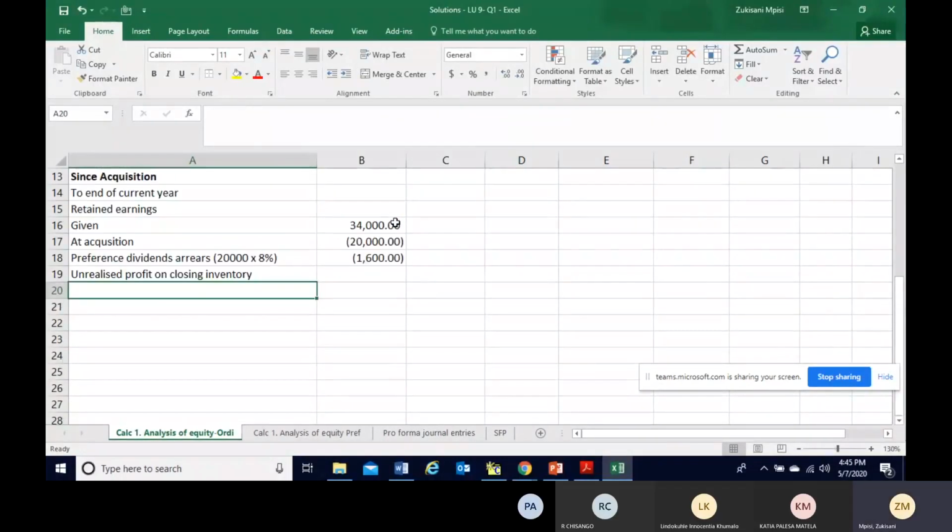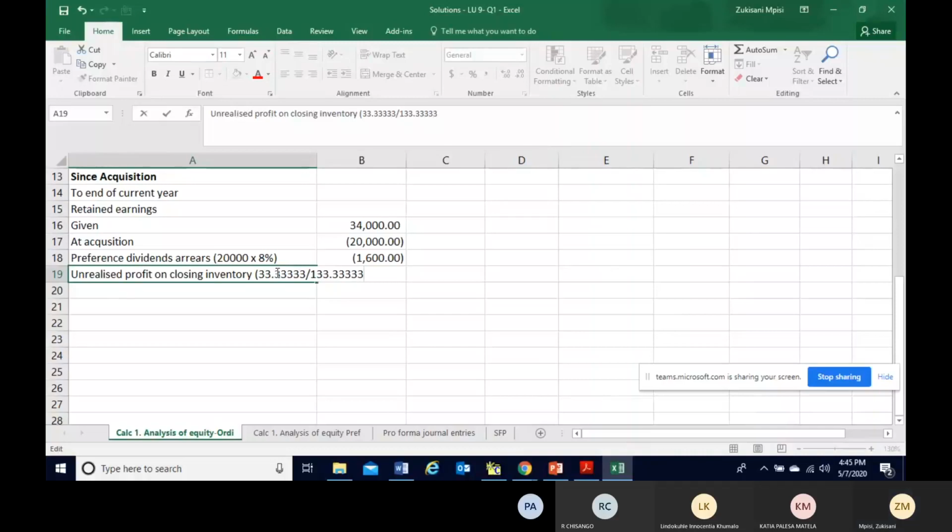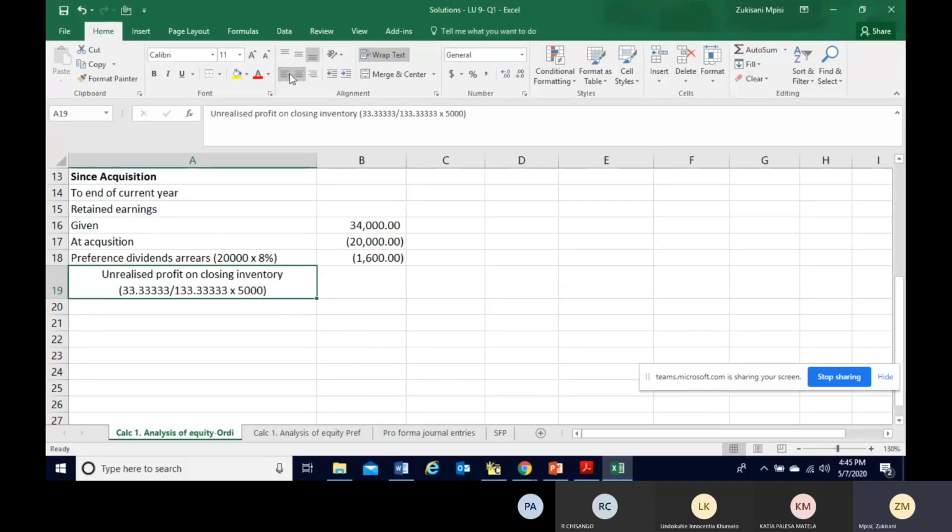So just to show you how you deal with 33.333, all you have to say is 33.333 divided by 133.333 multiplied by 5,000 will give you the value. So this is what I wanted to do.